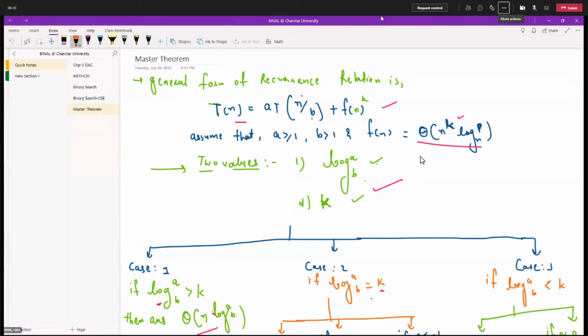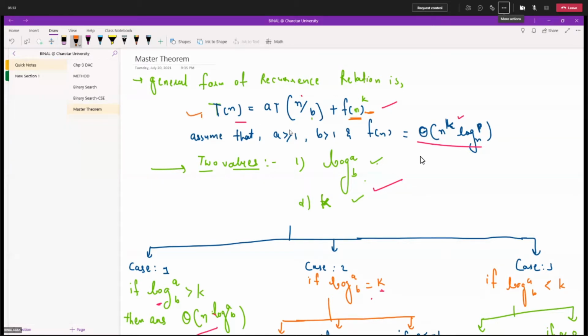So here is one standard method, which is called the master theorem, and here I mentioned the recurrence relation, which is T(n) = aT(n/b) + f(n). So here this is our function f(n), right? And this is your generalized recurrence relation, right?